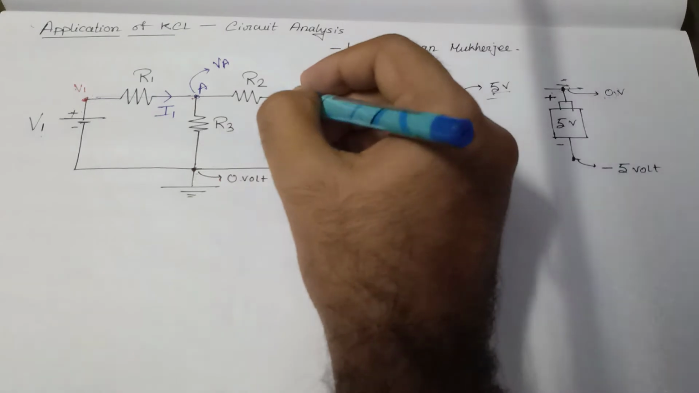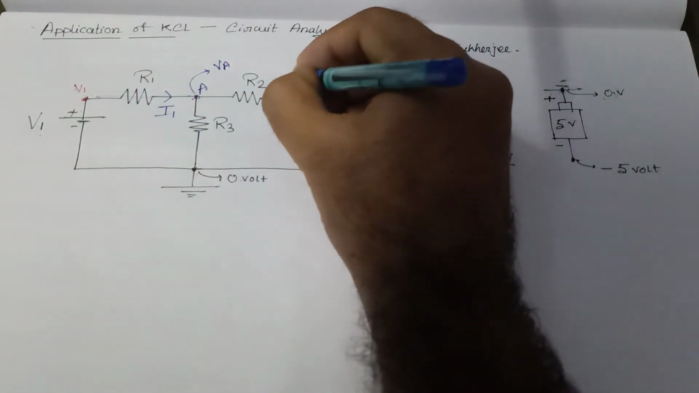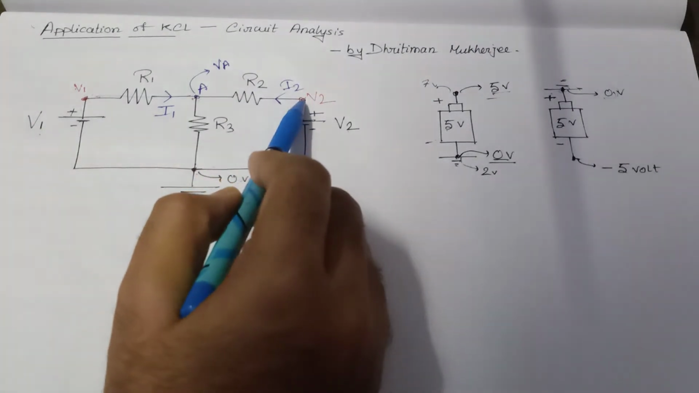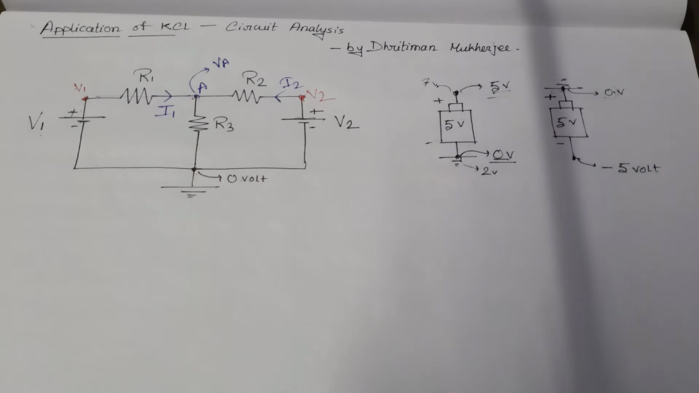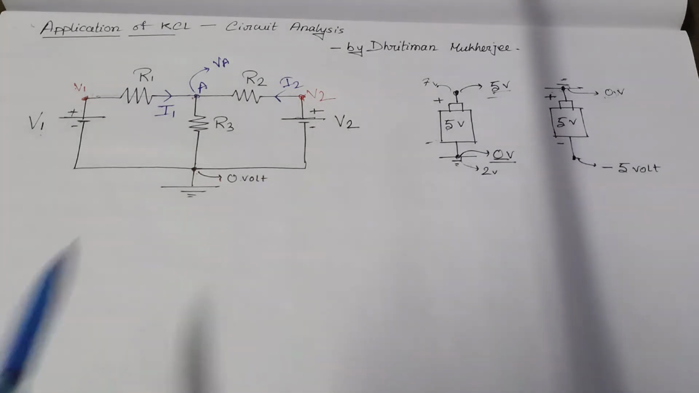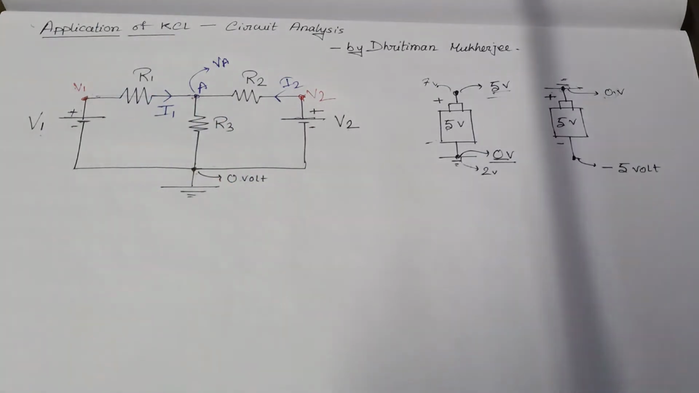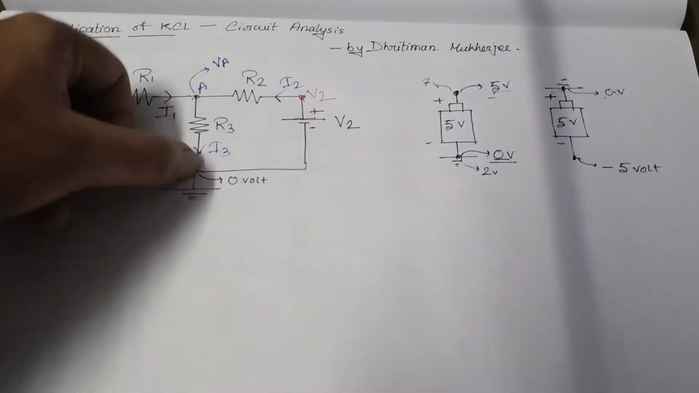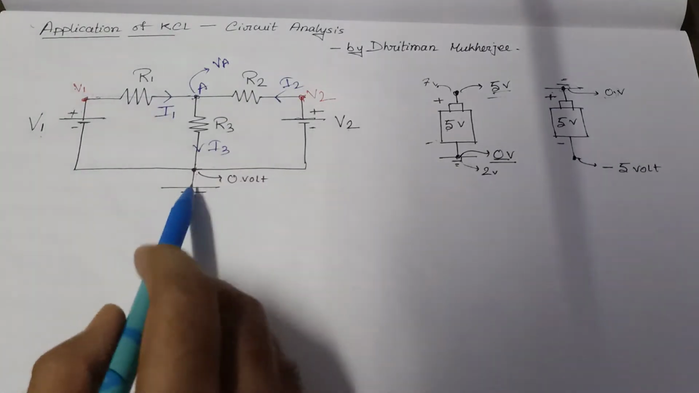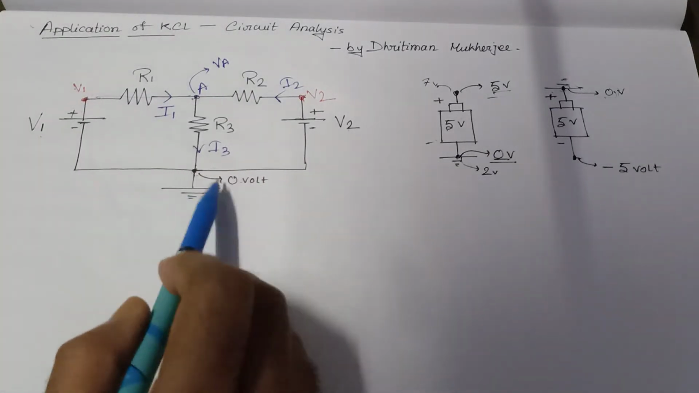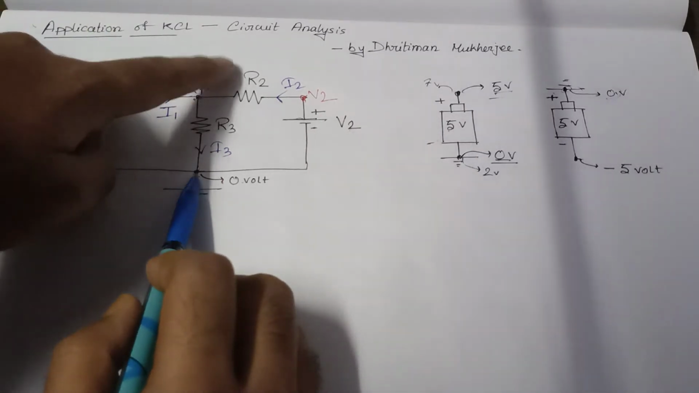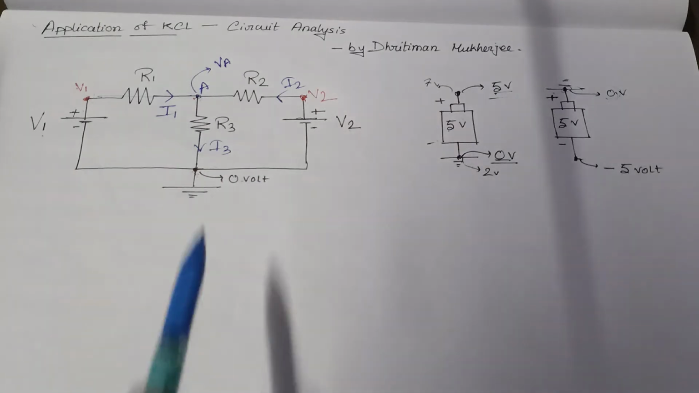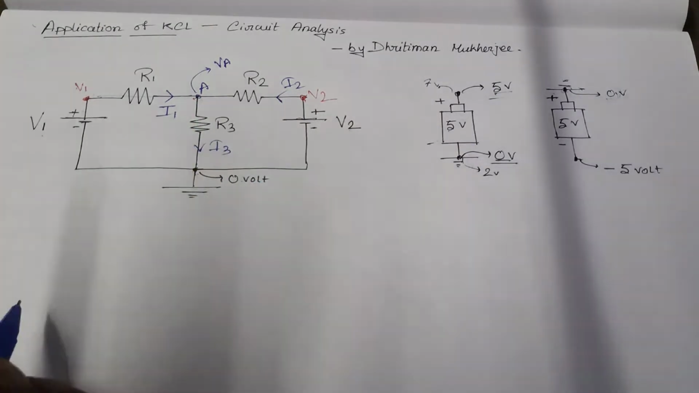So we have considered V1 to be higher potential with respect to VA. And in this case, suppose I am considering the flow of current to be this I2 approaching A again. It means I am considering this V2 to be higher in comparison to VA, because current flows from higher potential to lower potential. And suppose this branch current I3, I am considering it to be in this direction. It means what is the potential of this point? 0 volt, because it is grounded. And what is the potential of this point? That is VA. So I am considering VA is greater than 0 volt. That is why the current is flowing from VA to 0 volt.